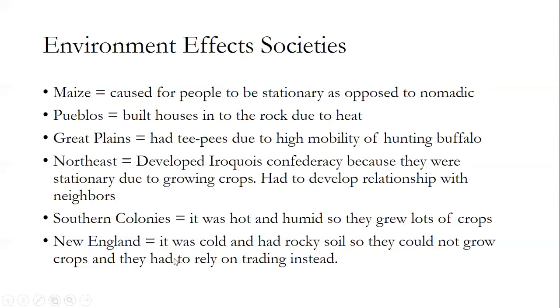New England, it was cold. They had rocky soil, so they couldn't grow crops. So it's not like New England thought that crops were beneath them. They didn't think that. They would love to have grown tobacco as well to make some of that money. They literally couldn't because of their environment. And so because of that, they had to rely on trading instead.